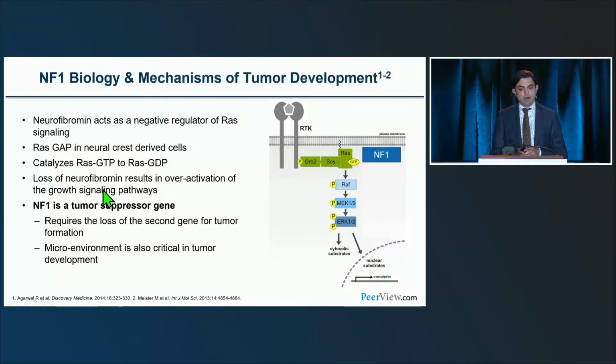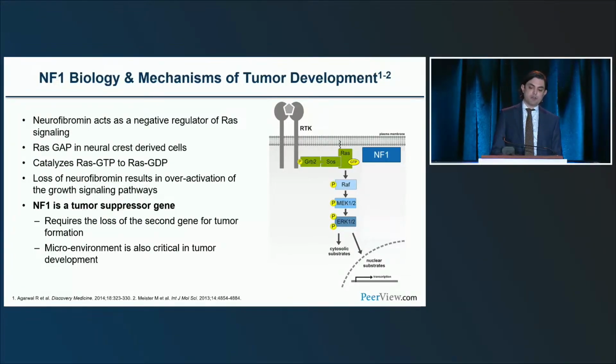So let's talk a little bit about NF1 biology and the mechanism of tumor development, and we'll come back to that case and talk about what we did, how we thought about her case, and what the next steps in her management were. As Amy was saying before, neurofibromin is the protein translated from NF1, and it acts as a negative regulator of RAS signaling.